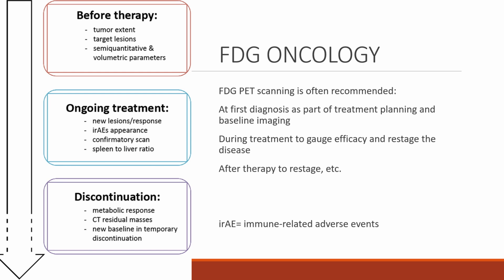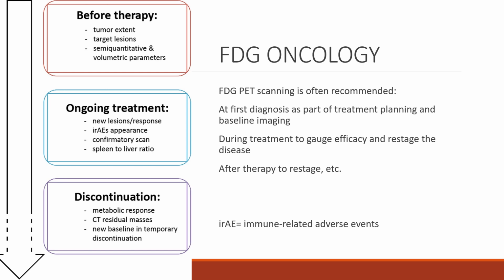Those are the questions that the ordering physician is trying to answer when he orders an FDG. They want to know if there are new lesions, if it's responding to therapy. They want to compare SUV numbers to see if it's less metabolically active than it was before.